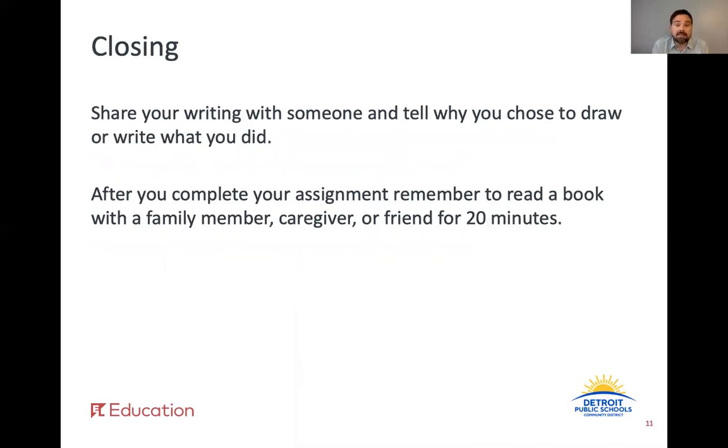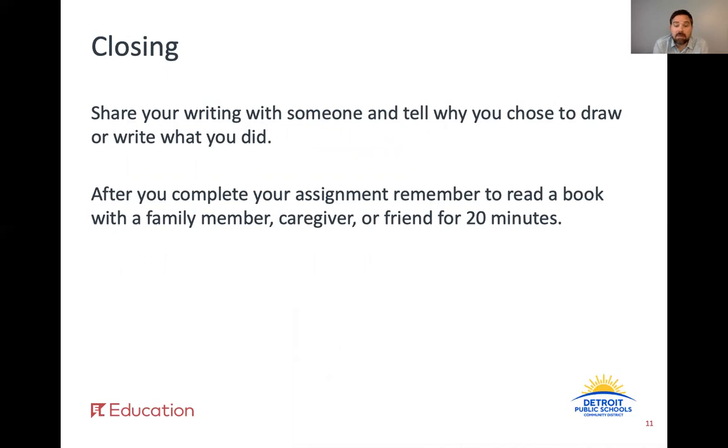Time to wrap up today's lesson. Let's think about how you did with our learning targets. I can find the gist of a specific section from the text, and I can use a variety of strategies to determine the meaning of unknown words or phrases in the text. As a closing, share your writing with someone and tell them why you chose to write what you did.